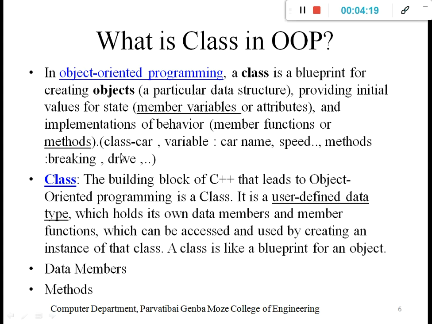As a general example, a car is a class. The variables, such as the car name and the speed of the car, are the attributes, or the data of the class. Then methods, such as braking and driving the car, are the functions or methods of the car class. If we say car is the class, and then say my car, then it comes as an object.